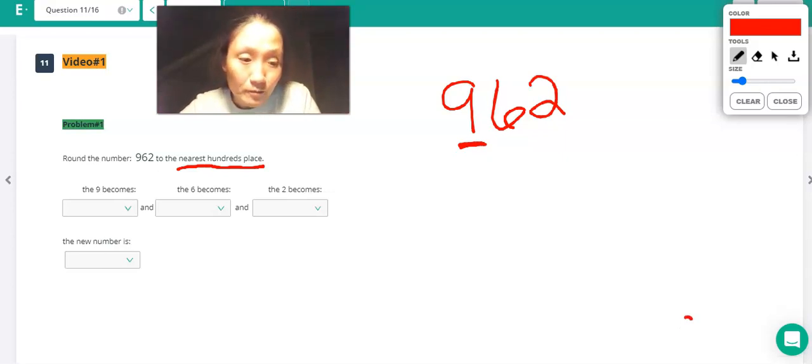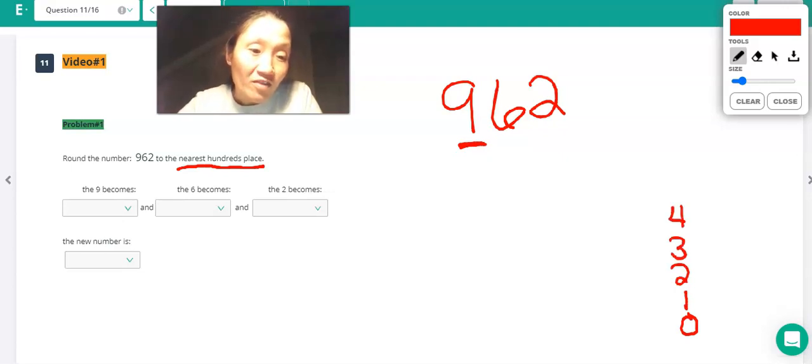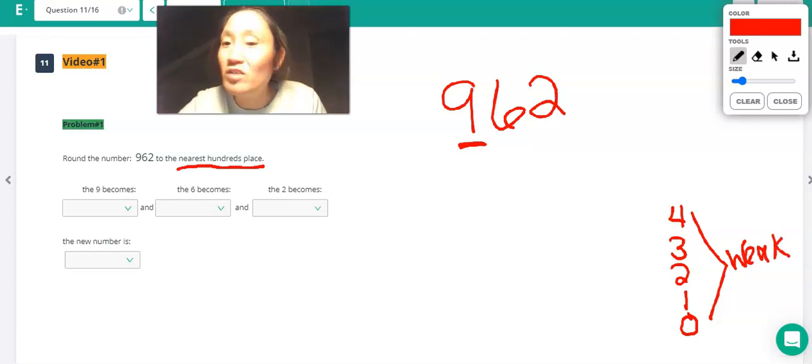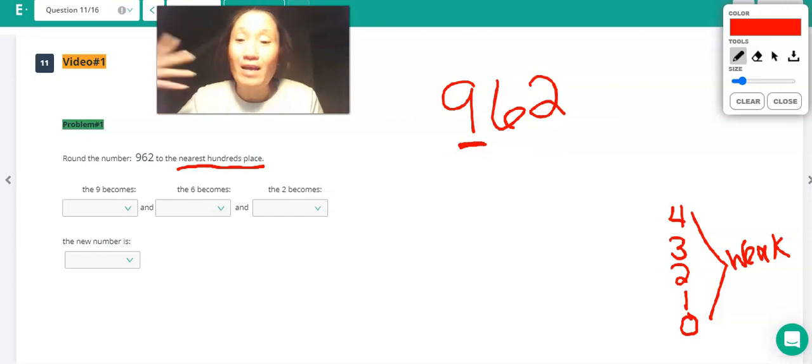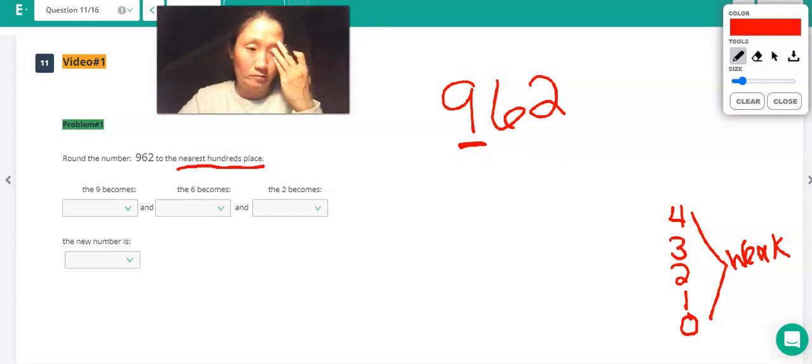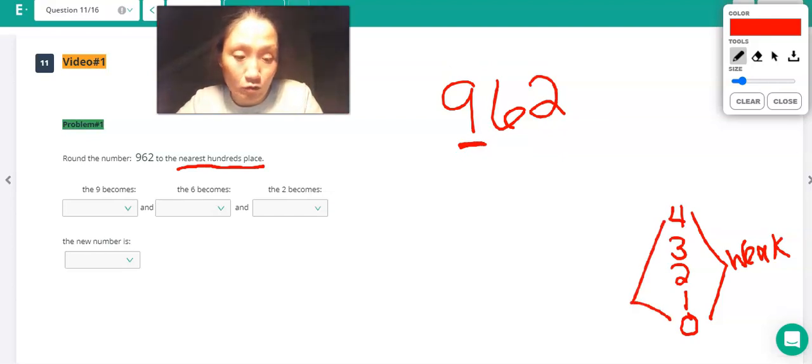We have 0, 1, 2, 3, 4. These numbers are weak numbers. They are weak. They cannot push. They do nothing but come, show up, say, I can't help you, and they leave. They become zeros. So these become zeros.